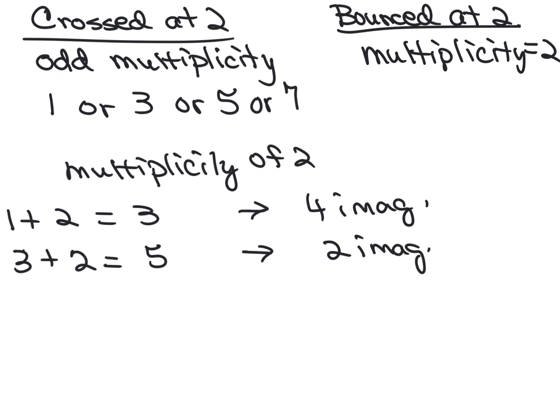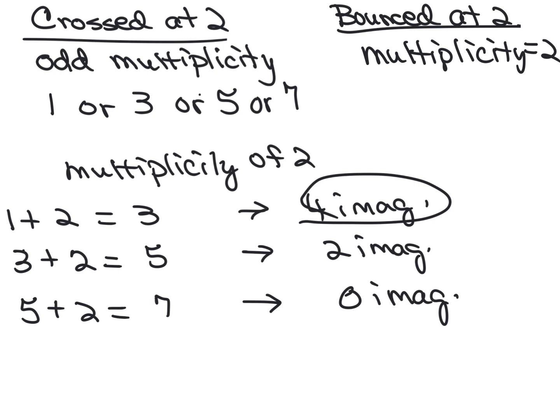If your multiplicity where it crossed is 5, then we would have 5 for crossing, 2 for bouncing, which would be 7. So you would have 0 imaginary roots. And it can't be 7 because we know we have a multiplicity of 2, and 7 plus 2 would be 9, and that's more roots than we actually have. So the combination that would work would be that we would have the 1 real root and 4 imaginary.